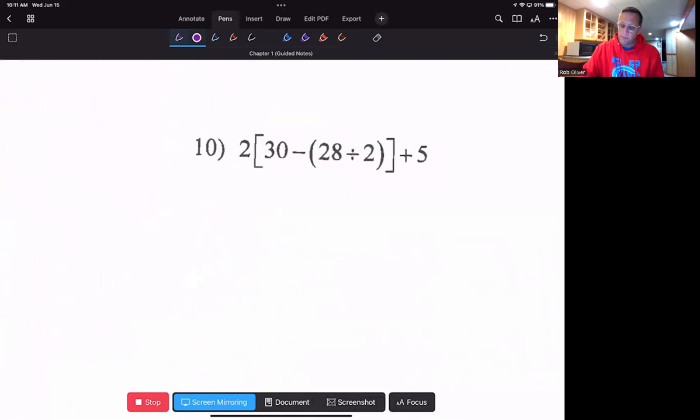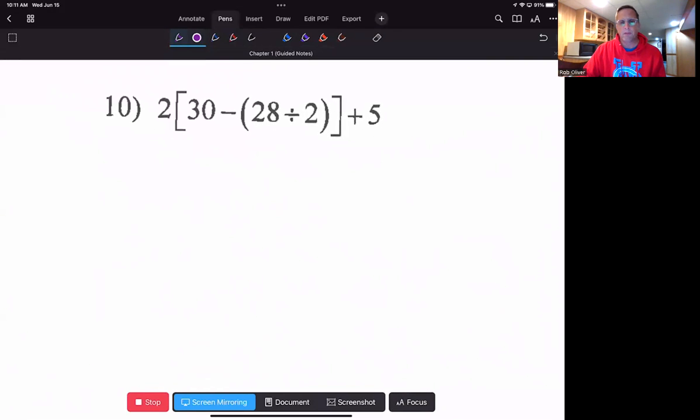All right, let's go to this one right here. There's a lot going on in this one. Looks kind of intimidating, but you're going to notice that in this particular problem, we have brackets, okay? And then within the brackets, we have parentheses. So we have grouping symbols within grouping symbols. And when it comes to that, do the innermost set of grouping symbols first, and then work your way inside out. So we're going to take care of that first, 28 divided by 2.